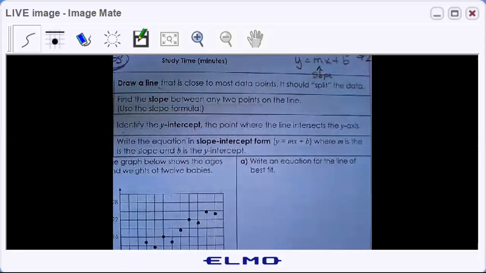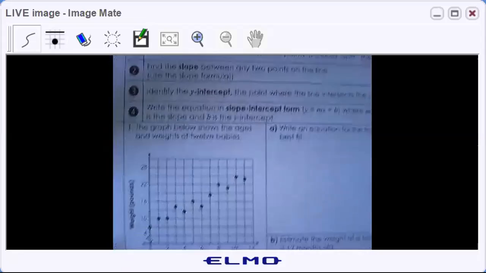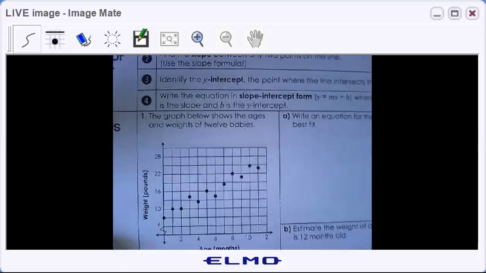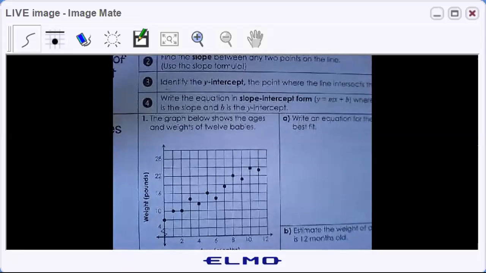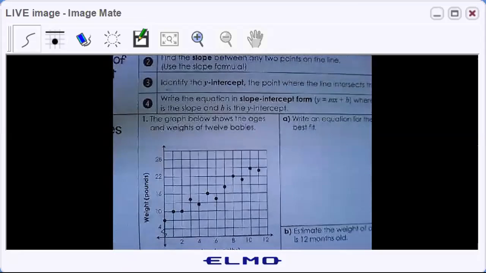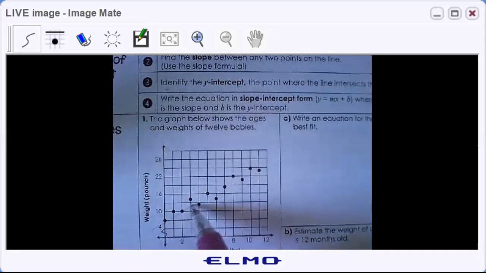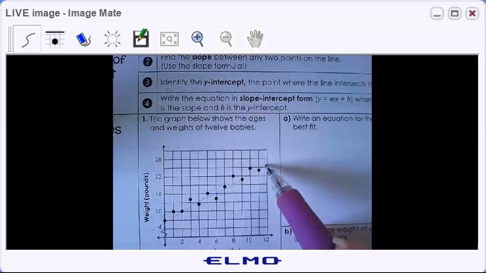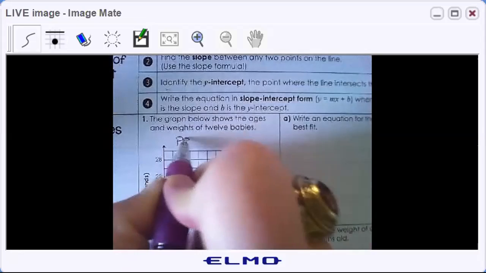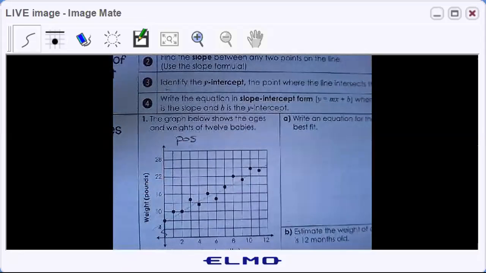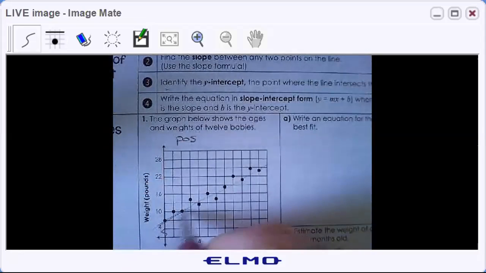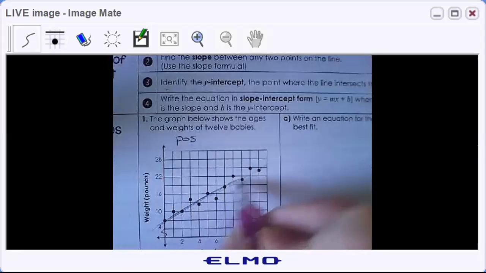But for me, when I look at a scatter plot, the first thing I want to do is look at its trend. Is it an upward trend or a downward trend? Is it a positive slope or a negative slope? If I look at this, this is headed uphill. This has a positive slope. Now, I'm going to want my line to sketch right through the middle of this.